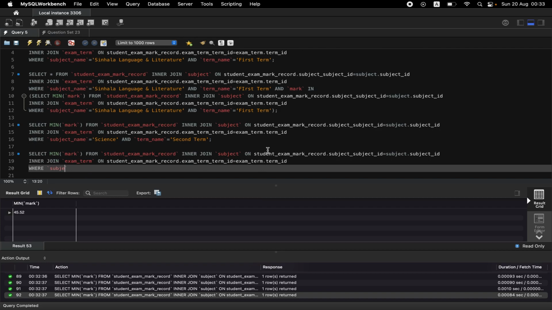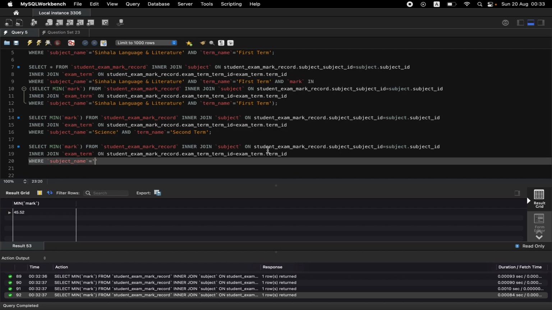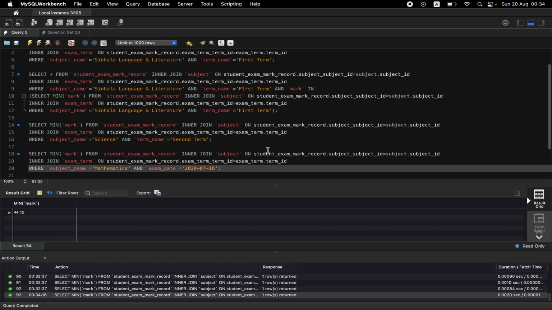subject name equals mathematics and exam date equals 2027-10. The answer is 44.12.